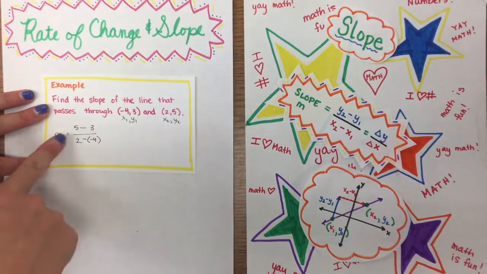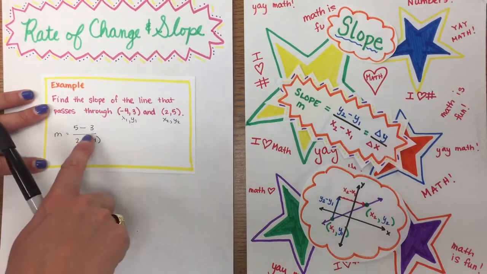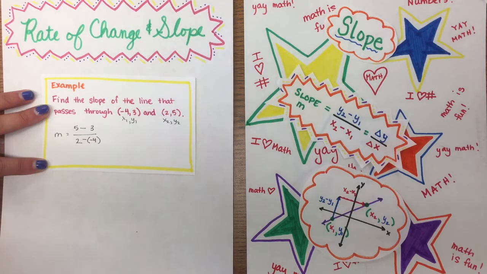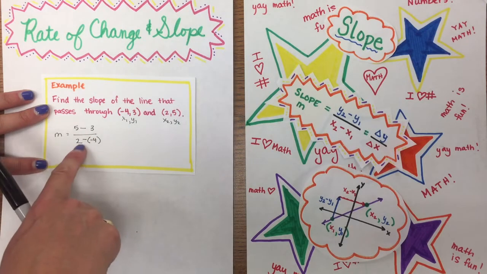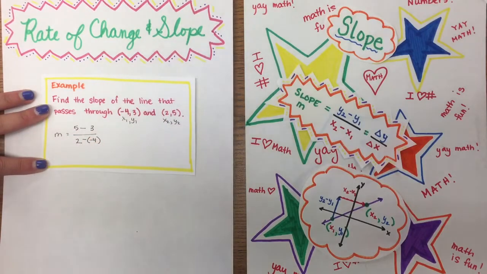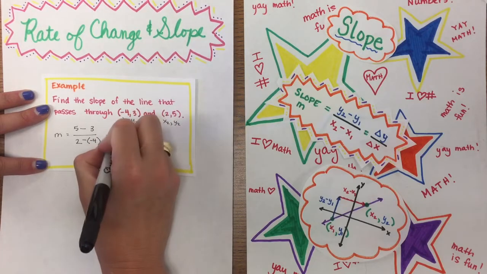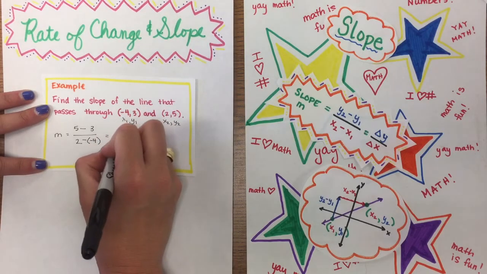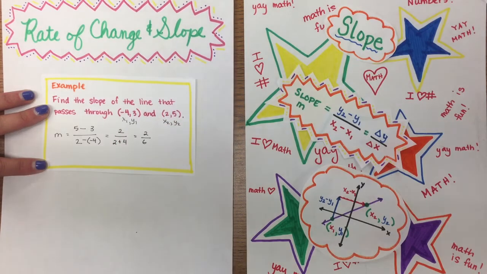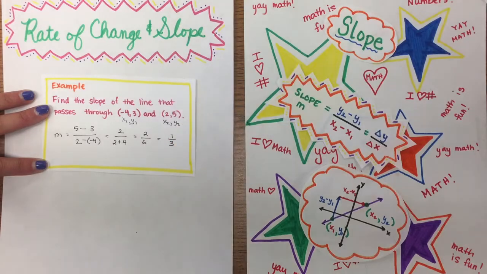Couple things to be careful of. 5 over 2, those two go together. Positive 3 over -4, those go together. The next thing is that I'm subtracting a negative number, so I want to make sure that I remember to add that. 5 minus 3 is 2. 2 minus -4 will be 2 plus 4, or 2 over 6. I can simplify that to be 1/3.